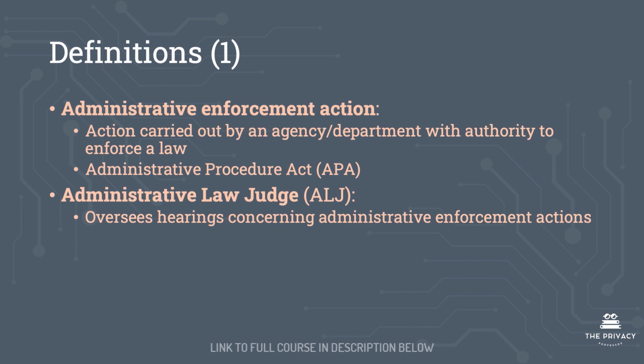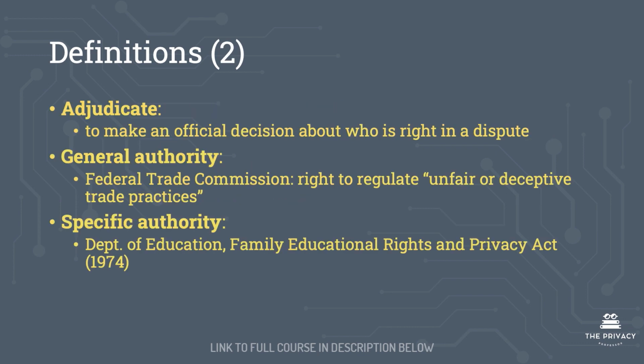An administrative law judge, or ALJ, is a judge that oversees hearings concerning administrative enforcement actions. We typically see administrative enforcement actions and administrative law judges when we're talking about the enforcement of rules and regulations by executive branch agencies and departments. Adjudicate means to make an official decision about who is right in a dispute.